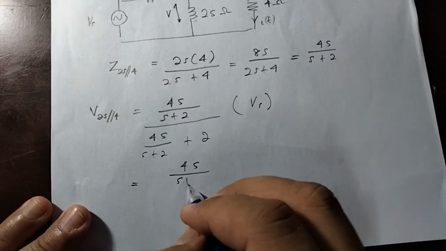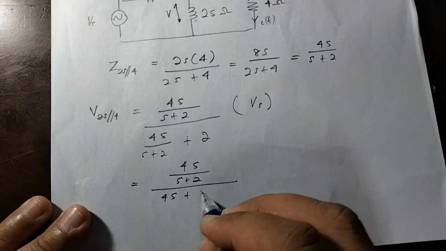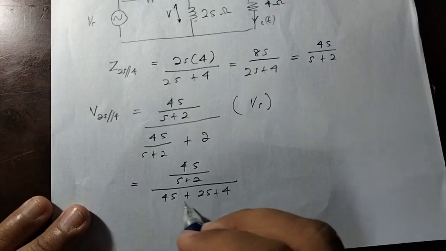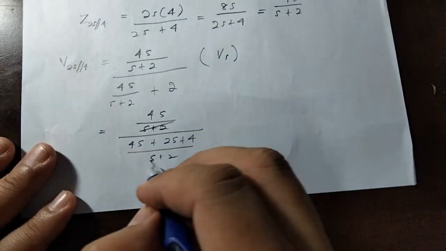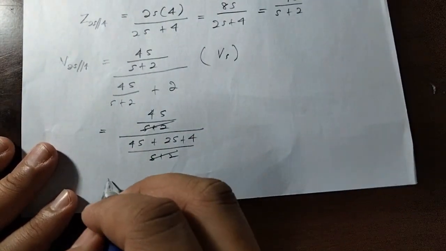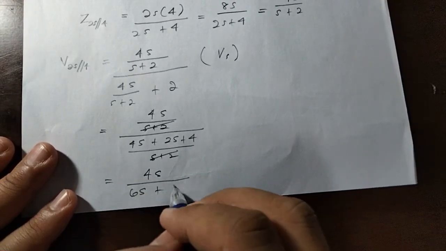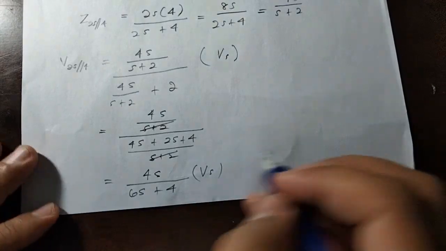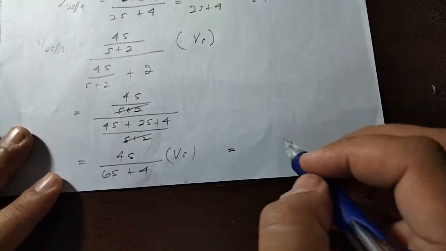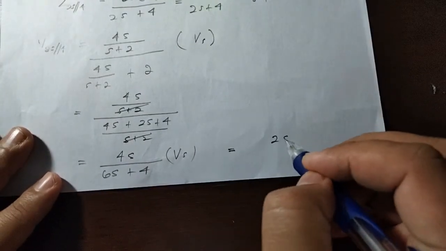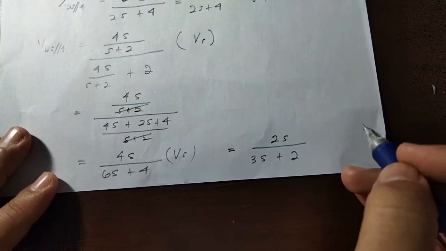Multiplying through by s plus 2, the s plus 2 cancels, so we can remove this and we get 4s over 6s plus 4 times Vs, right? And then we can further reduce it to 2s over 3s plus 2.